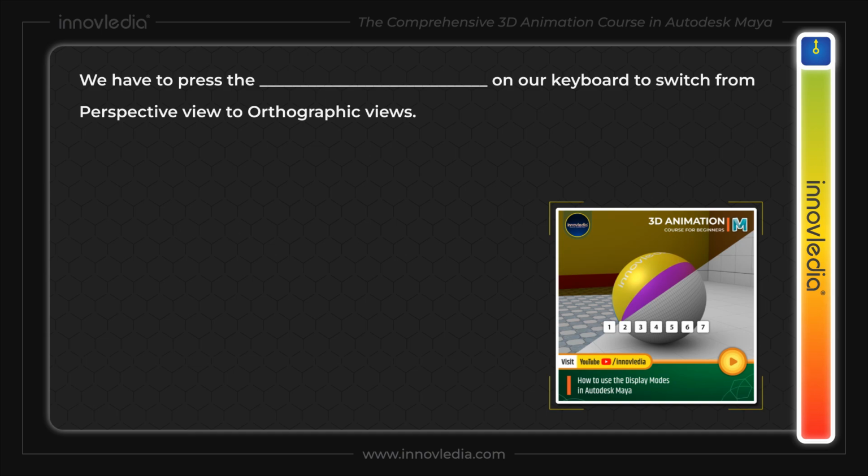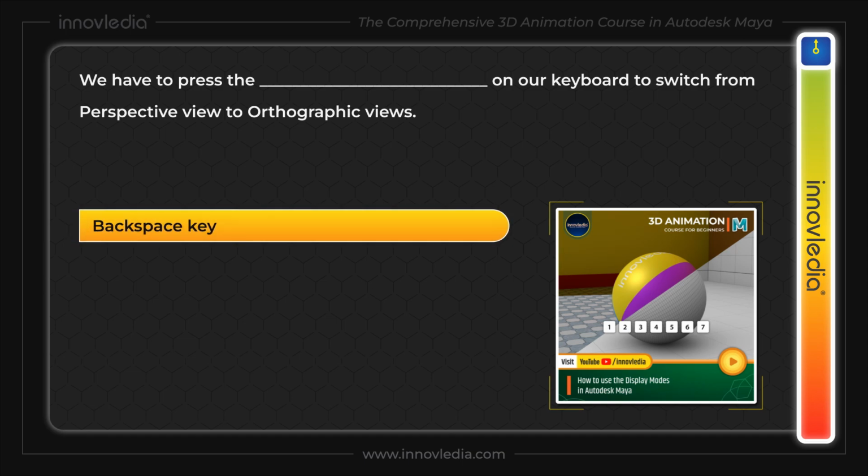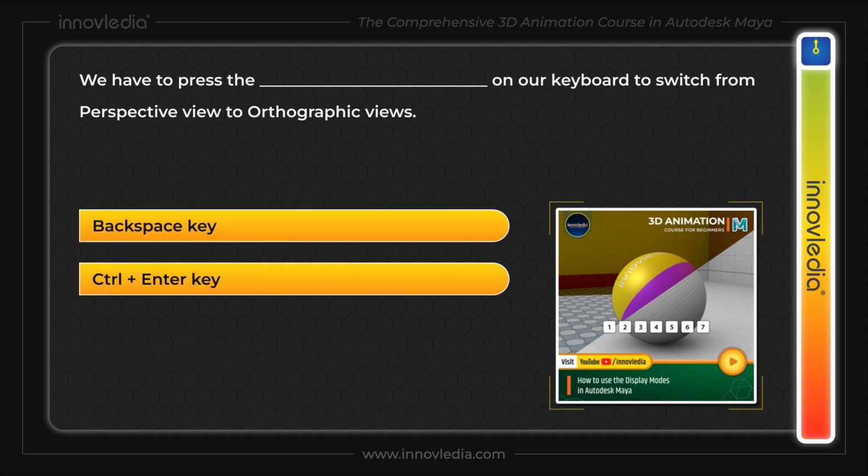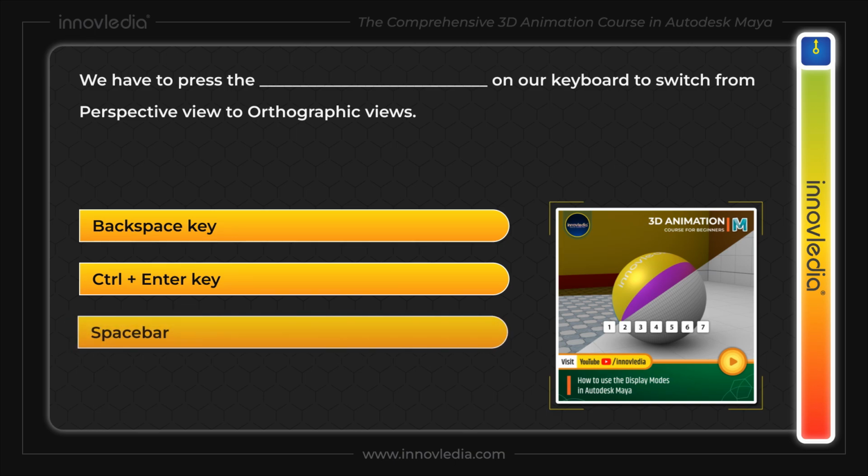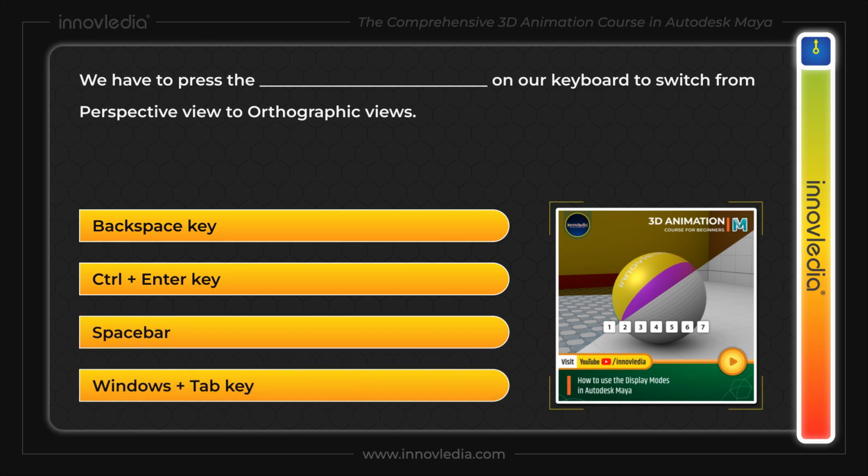We have to press the dash on our keyboard to switch from perspective view to orthographic views. The options are backspace key, Control plus Enter key, space bar, window plus tab key. Your time starts now. And the correct answer is space bar.